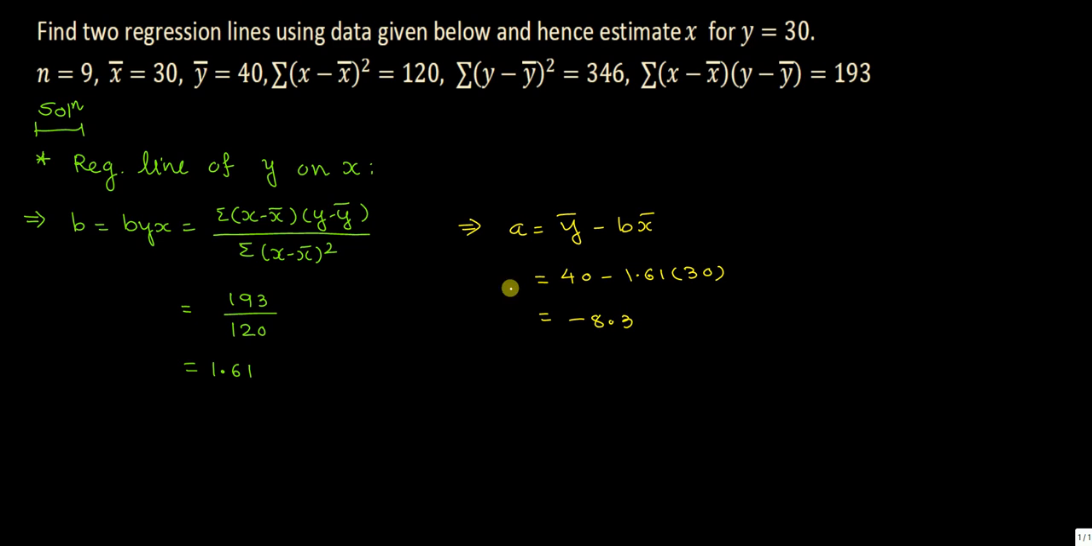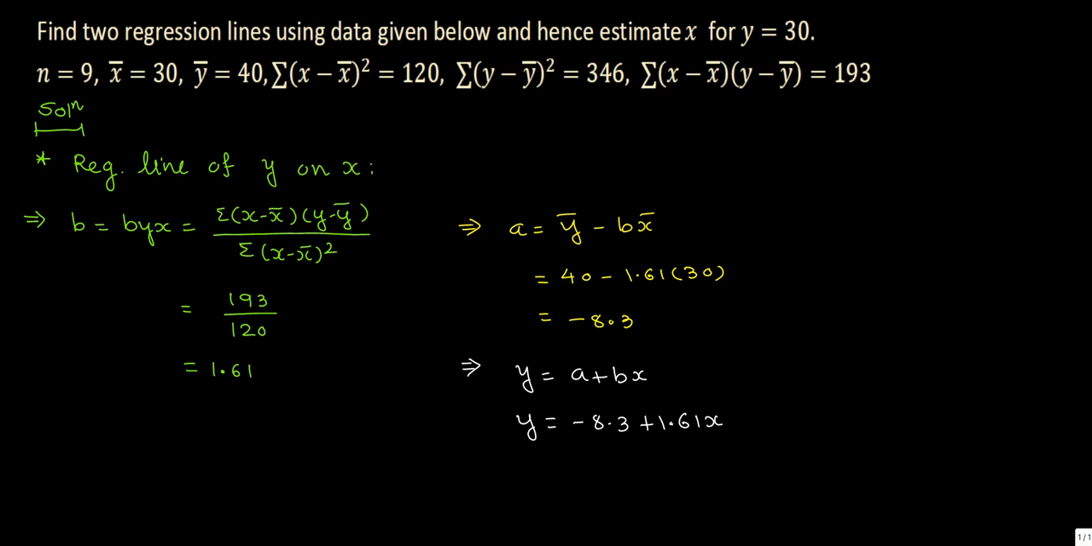Now find the regression line y on x. Y is equal to a plus bx. Therefore y is equal to minus 8.3 plus 1.61x, which is our regression line of y on x. Now see what the question is asking: hence estimate x for y equal to 30. That means we don't have to use this regression line for our answer. We have to use the regression line of x on y because we have to find the value of x.